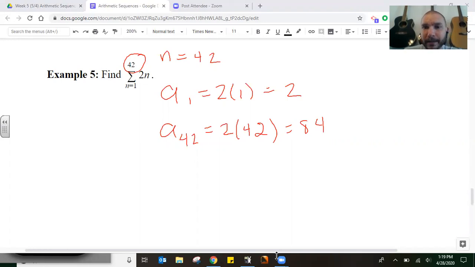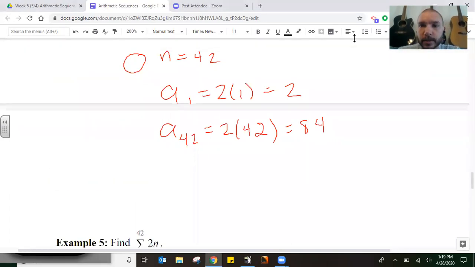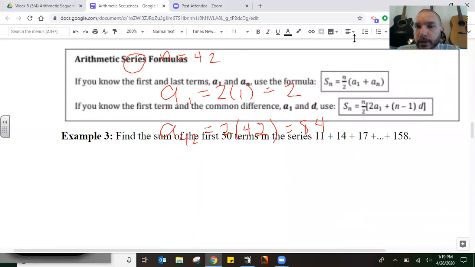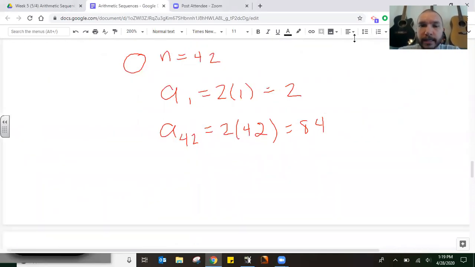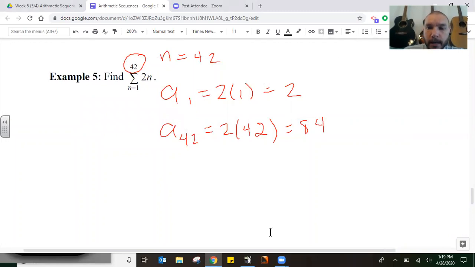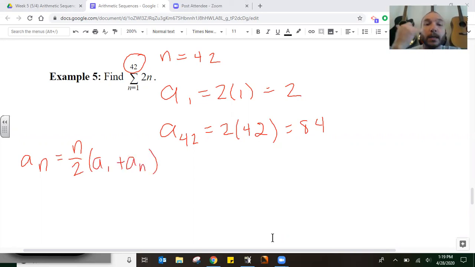I'm going to go back and double check my formula one more time just to make sure I have it correctly. It's n over 2 times A sub 1 plus A sub n. I'm going to write that down just so we can see it next to our work. S sub n is equal to n over 2 times A sub 1 plus A sub n. I know n, I know A sub 1, and I know A sub 42. So A sub 42 is what we're looking for.